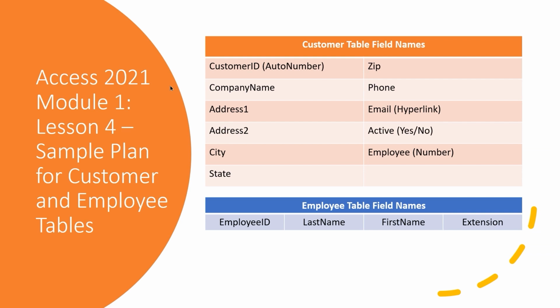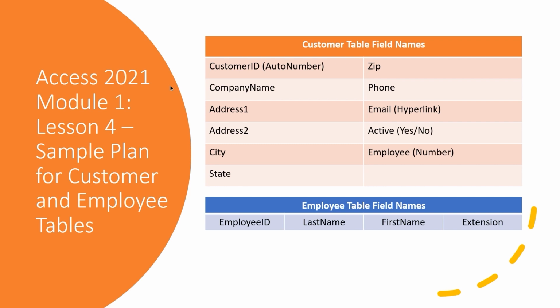So the employee table field names is on the bottom half of the slide. The employee ID field is going to be auto number, and the remaining 3 fields are going to be short text. Now, let me talk about that for a minute. Extension is going to be their phone extension, right? It's going to be numbers, but in Access, you don't make a field a number field unless you might want to do a calculation on that field, typically. So we're not going to be doing a sum of extensions.